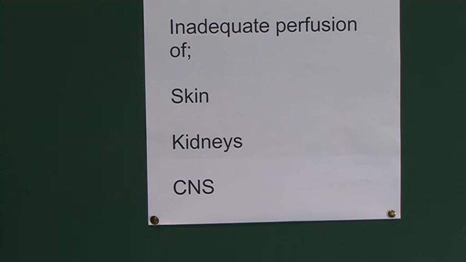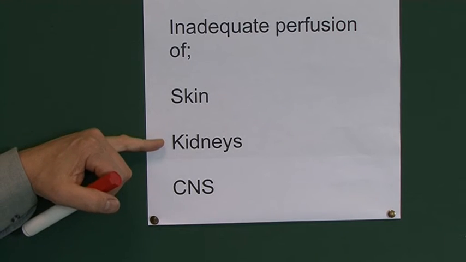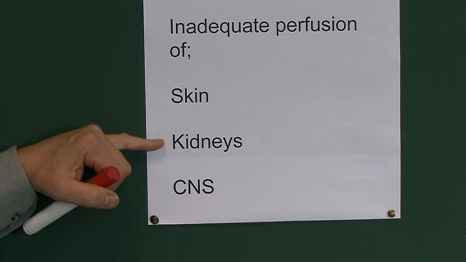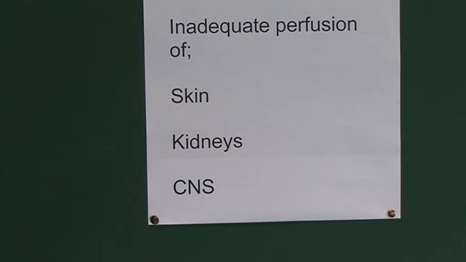And we want to make sure that an adult is producing 0.5 mils of urine per kilogram of body weight per hour. In other words, if a patient weighs 60 kilograms, we want to make sure they're producing at least 30 mils of urine per hour.